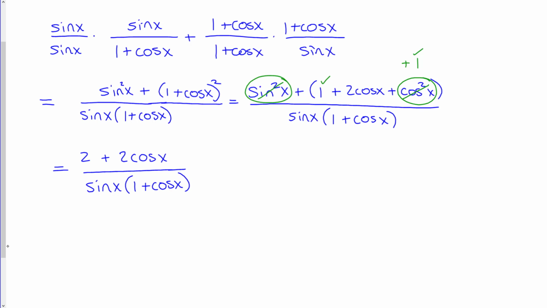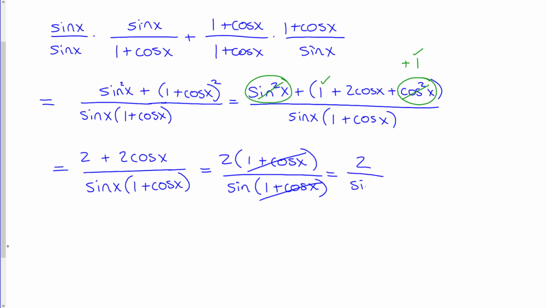Now, the 2 plus 2 cosine x looks very similar to the 1 plus cosine x in the denominator. It's not exactly the same, although if I factor out a 2, now it matches exactly. So I'll cancel out the 1 plus cosine x. So 2 over sine x gives me 2 cosecant x, which is what we were looking for. So I've proven that identity.